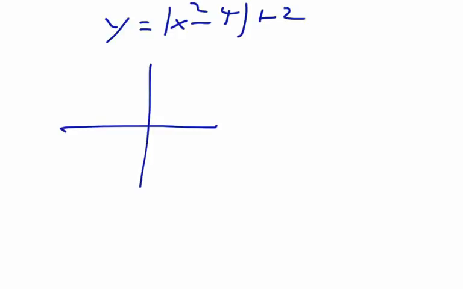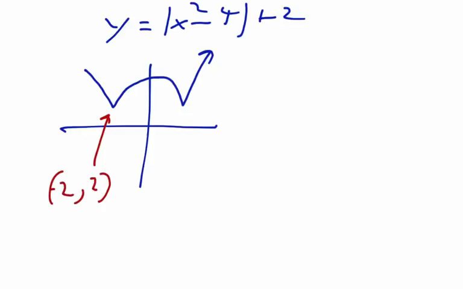When I graph this one, I have less of a problem. It looks like this and like this. And once again, I need to find the minimums. That was at negative 2, 2. And that was at positive 2, 2. And this was at 0, 6. Once again, the y values don't matter because we're just doing the x values where it's increasing and decreasing.